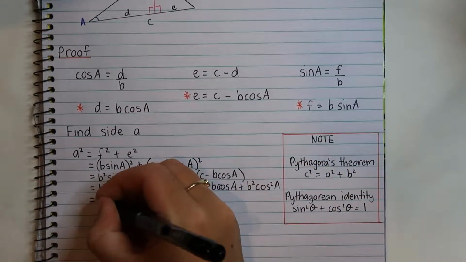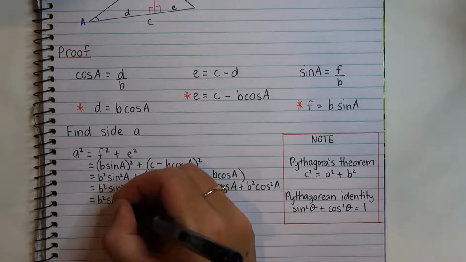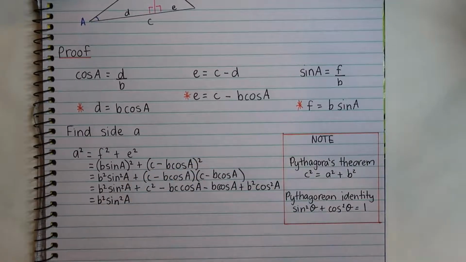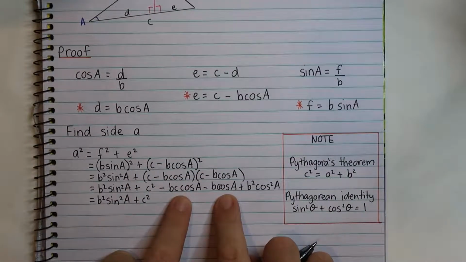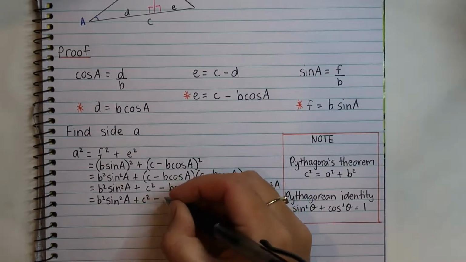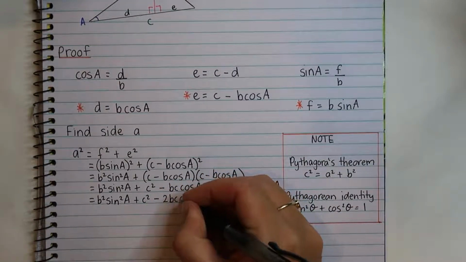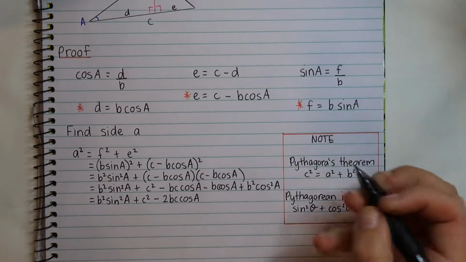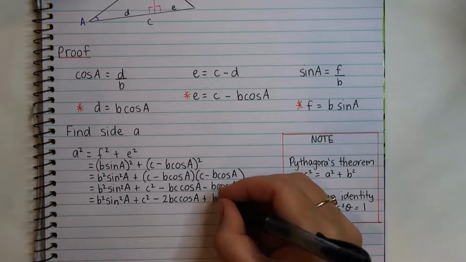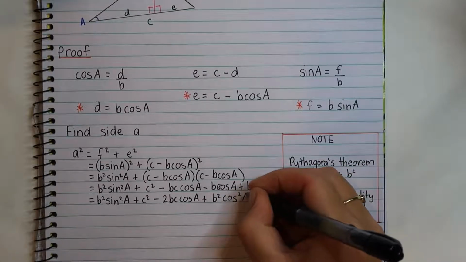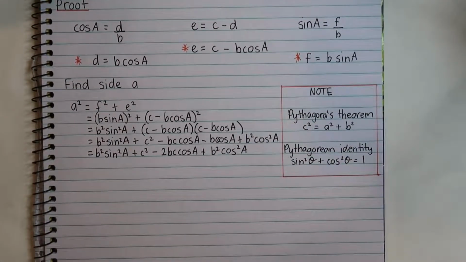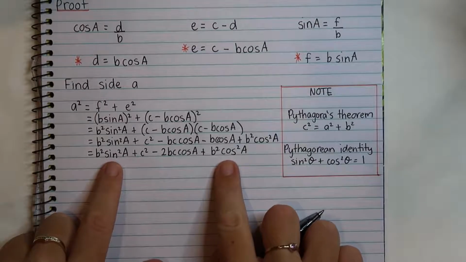Okay, so now let's simplify. Our first term can stay the same. These two terms can subtract, so we'll have minus 2bc cosine angle A plus b squared cosine squared angle A. So what I'm going to do now is I'm going to group these two terms.